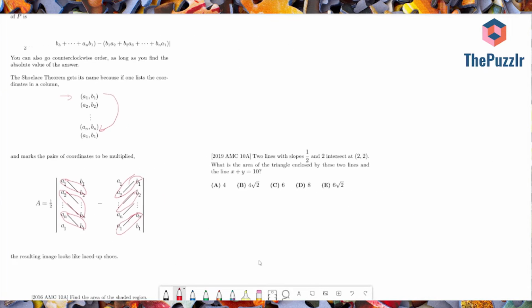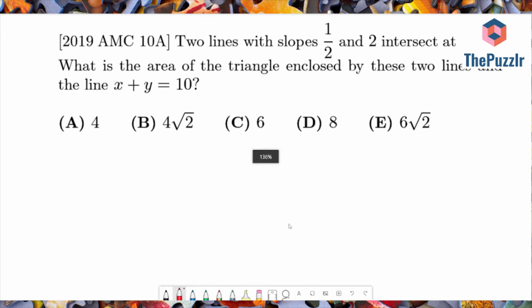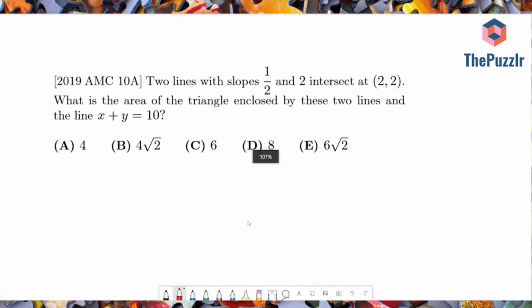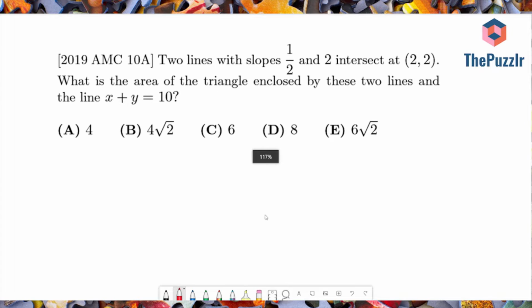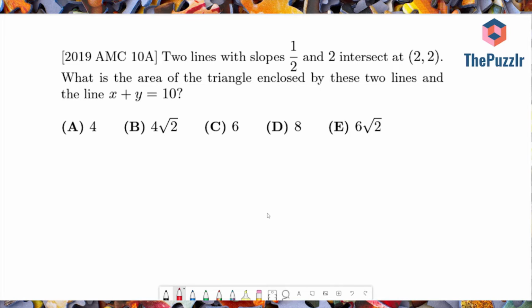And let's look at a quick example of this. We have 2019 AMC 10A. Two lines with slopes 1/2 and 2 intersect at (2, 2).